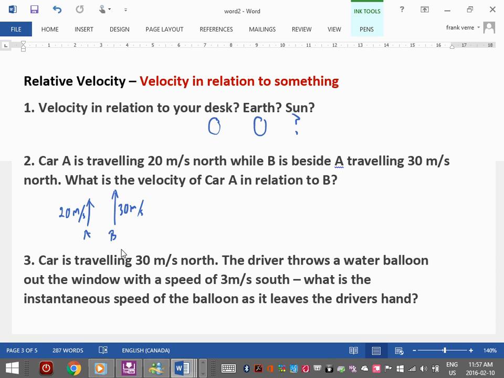If you're traveling the same speed, it would look like you're not moving relative to that car beside you. But they're not traveling the same speed. Who's traveling faster? B. So what would B look like in relation to you? B would be moving which way? North. And you would appear like you were moving south, because in relation to B, you are traveling 10 meters per second less. In what direction? Relative to B, it would look like you're traveling 10 meters per second south. Okay? So, in relation to the ground, you're both traveling north. But in relation to B, you would actually be traveling 10 meters per second south.